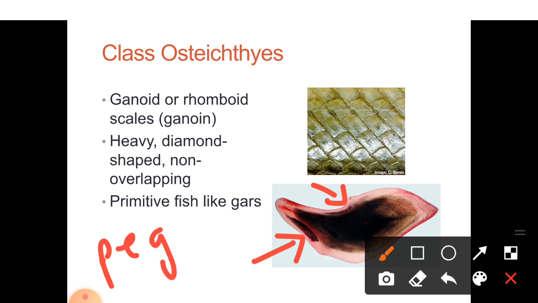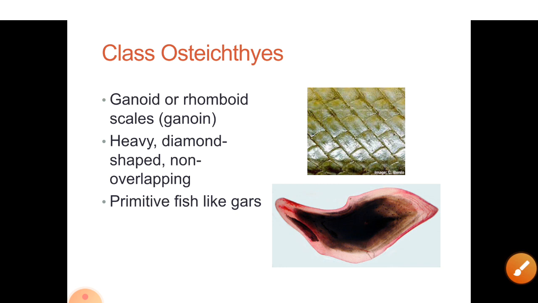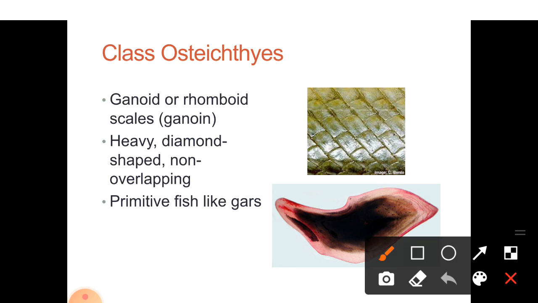Peg and socket type. Okay. So in sturgeon, the scales are greatly enlarged into armor plates along the sides and the back, while in the bowfish, the scales are greatly reduced in thickness and resemble those of the cycloid. So ganoid scales are also called rhomboid scales, or simply ganoin scales. They are diamond shaped and non-overlapping.